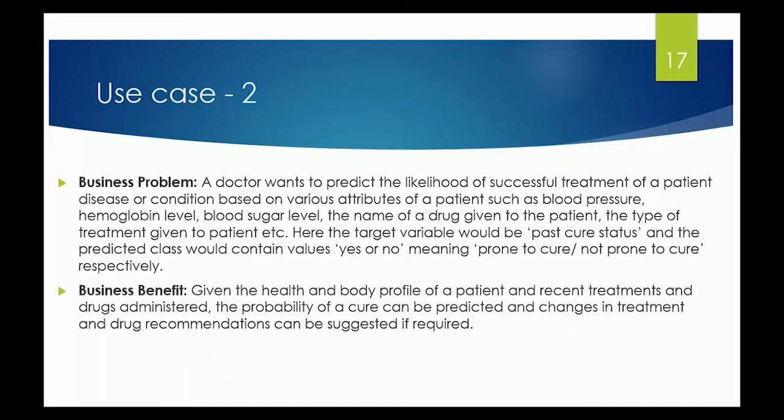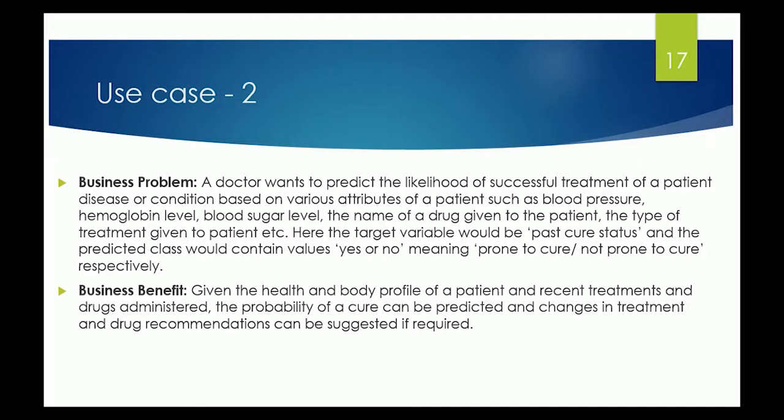Other cases where we can use it: a doctor wants to predict the likelihood of successful treatment of a patient's disease or condition based on various attributes like hemoglobin levels and blood sugar levels, but these are independent attributes that are not dependent on each other. So we can use a naive-Bayes classifier here, and the target variable would be past cure status, and the predicted class would contain the values yes or no, like prone to cure or not prone to cure.